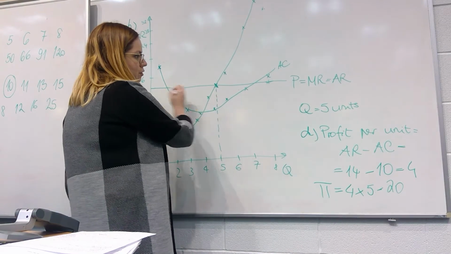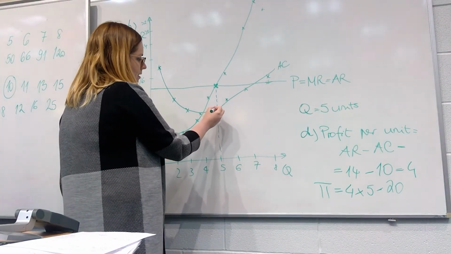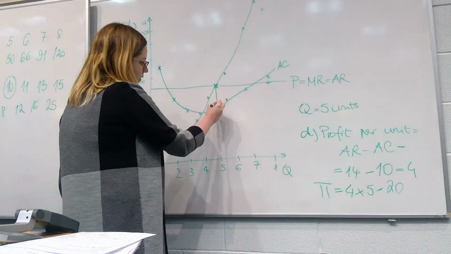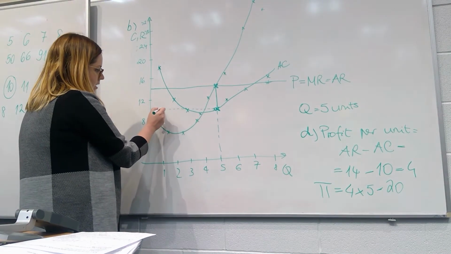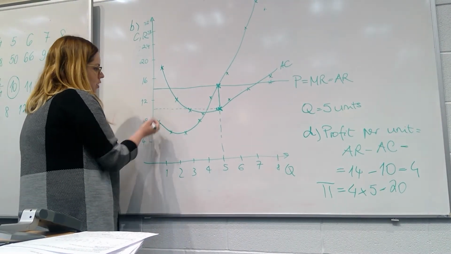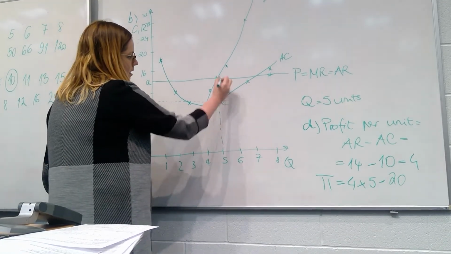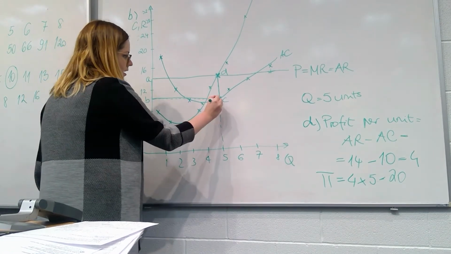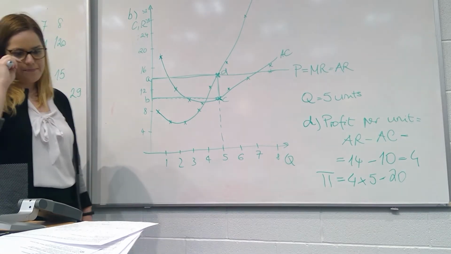So our average revenue is this straight line in the middle. Our average cost line is here. So that would be this area, and then we look for the price here. So our supernormal profit would be A, B, C, and D. So it would be this area here on the chart.